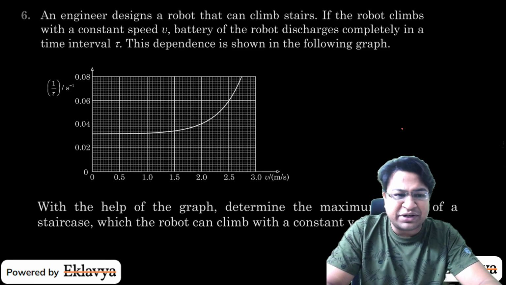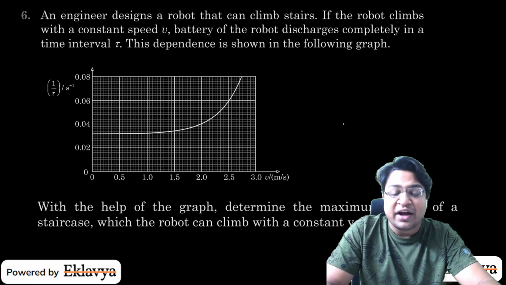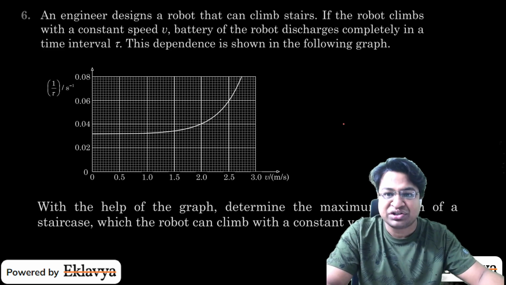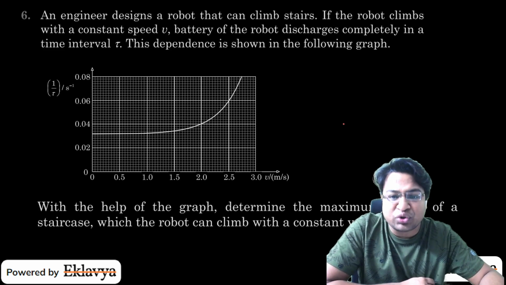All right, students. So let's see this question. This question says an engineer designs a robot that can climb stairs. If the robot climbs with a constant speed v, the battery of the robot discharges in a time tau. The dependence is shown in the following graph.